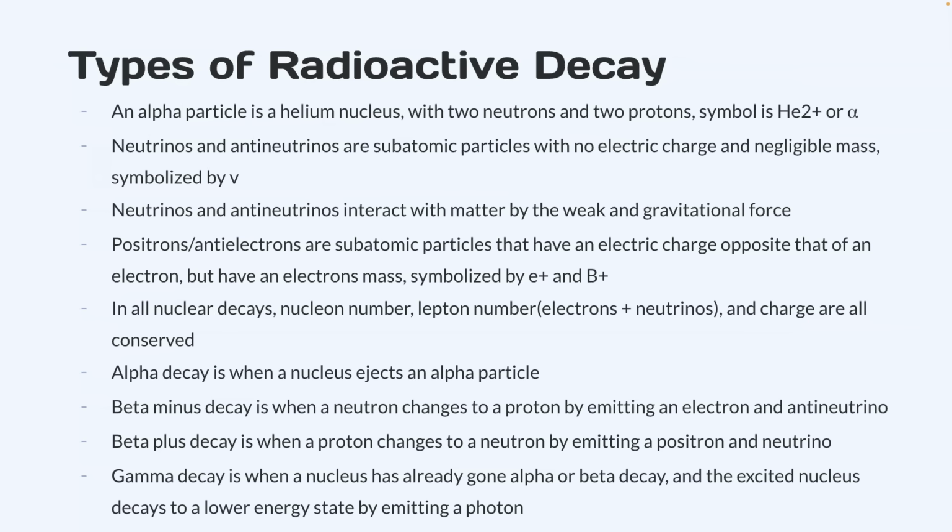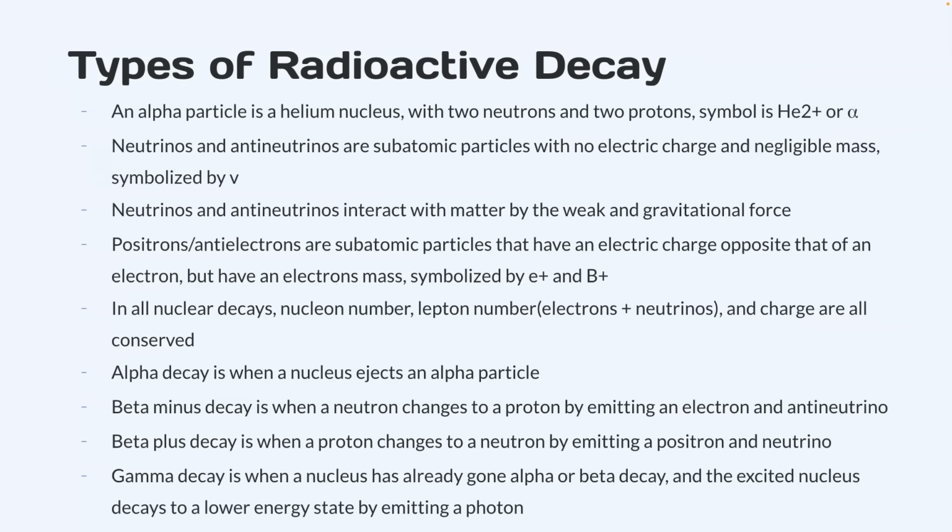Neutrinos and antineutrinos are subatomic particles with no electric charge and negligible mass. Neutrinos are symbolized by nu. Antineutrinos are symbolized by a nu with a bar on top. Neutrinos and antineutrinos interact with matter only by the weak force.